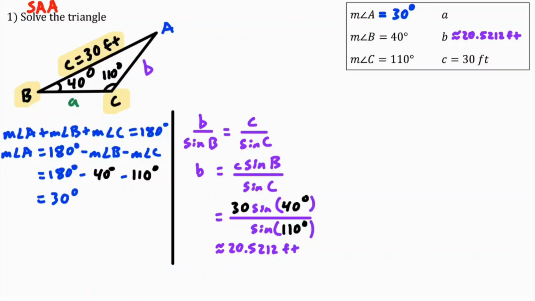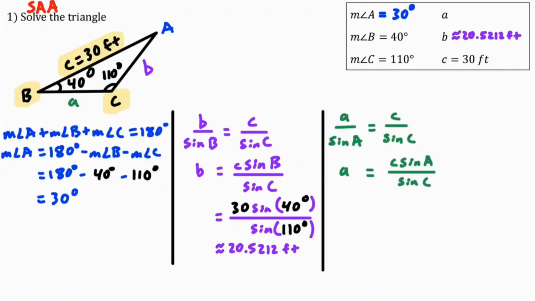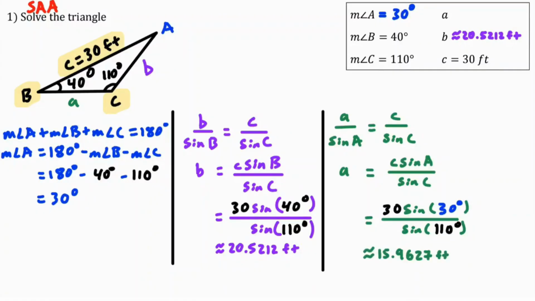Then since we're finished with this variable, let's section it off, and we solve for side A. So it will be A over sine of A equals C over sine of C. To solve for A, we'll multiply both sides by sine of A, substitute the values in, type it the way it is in the calculator, and you get A to be about 15.9627 feet.